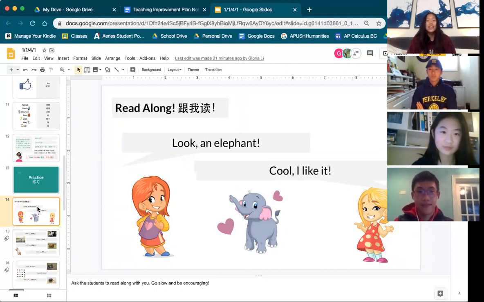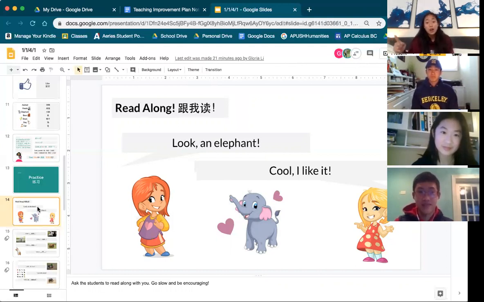And the next phrase is cool, I like it. So when you get them to read this with you, sometimes it's good to split it up. So instead of getting them to read cool, I like it in one time, sometimes you can say, okay, 大家跟我说一下 cool. And they would say cool. And then you would say, okay, cool 的意思是什么? And they would respond. And then you would say, okay, good job.